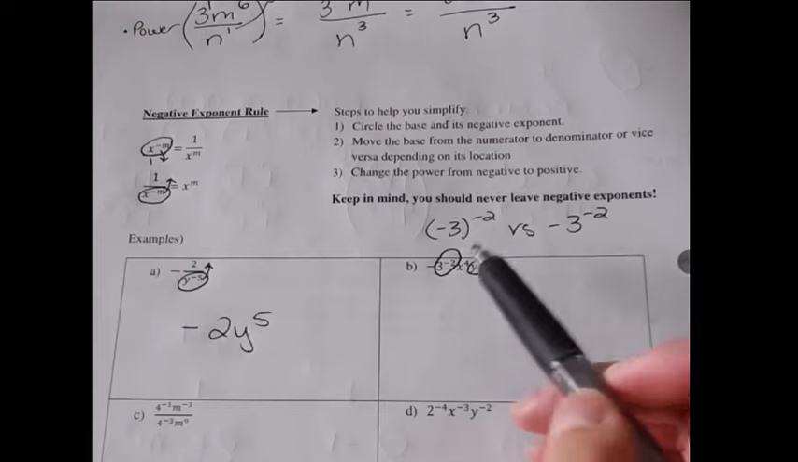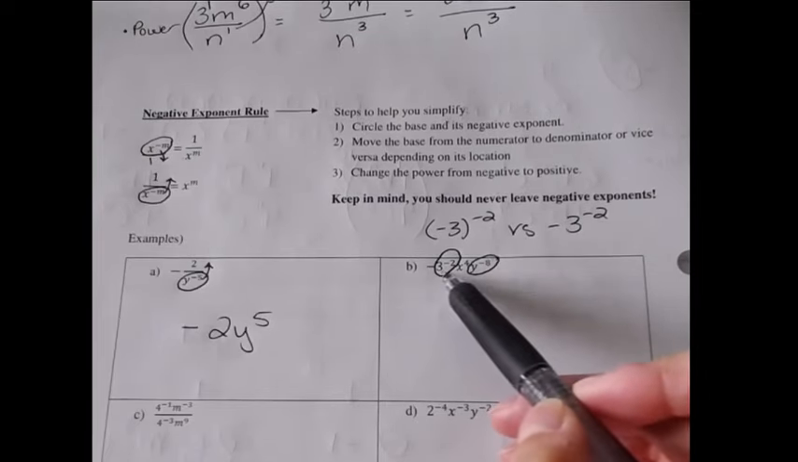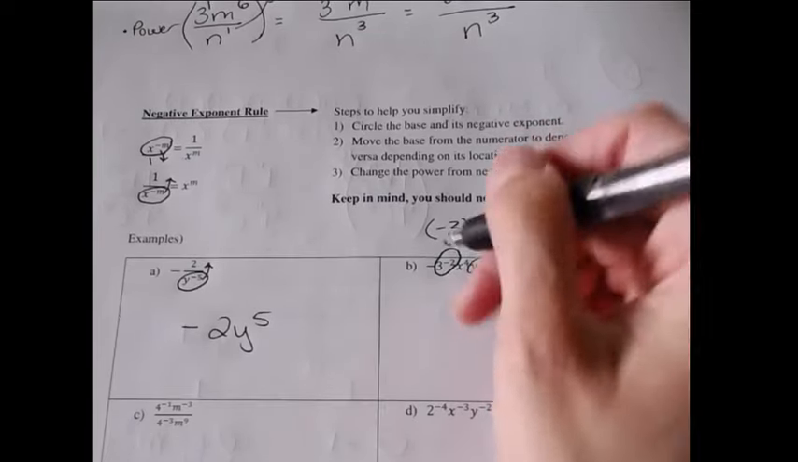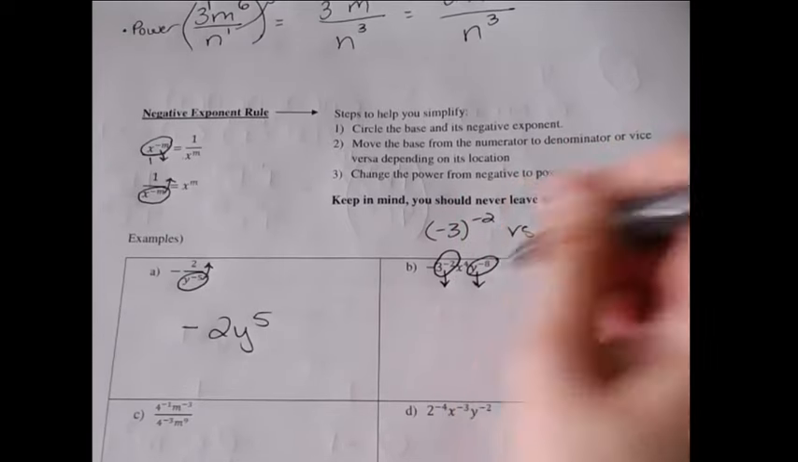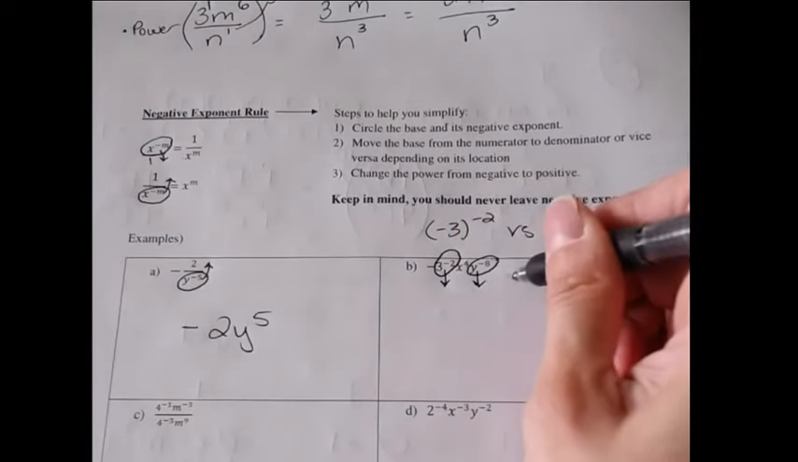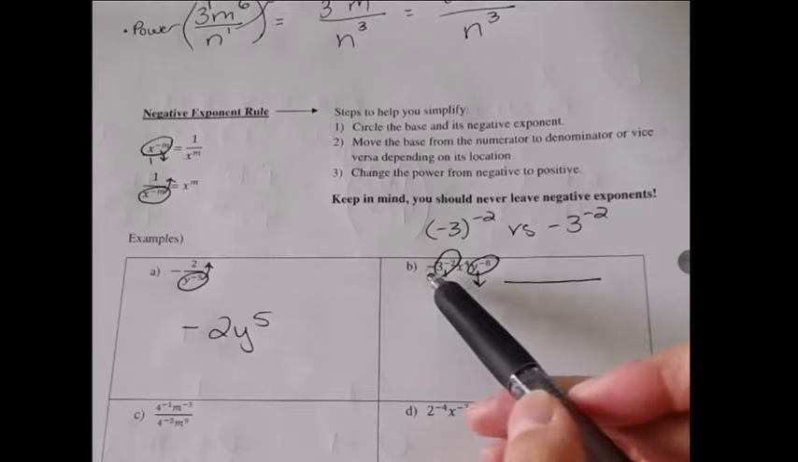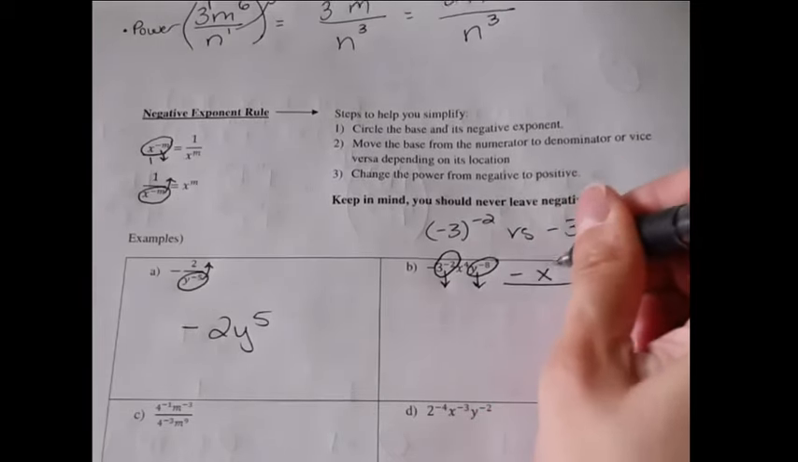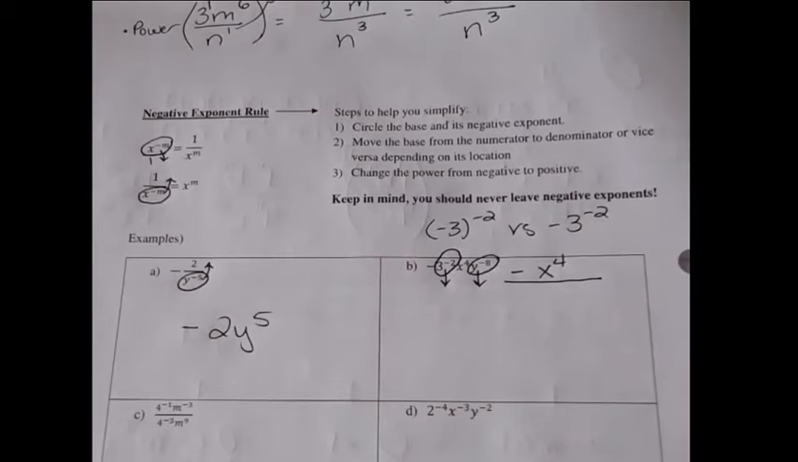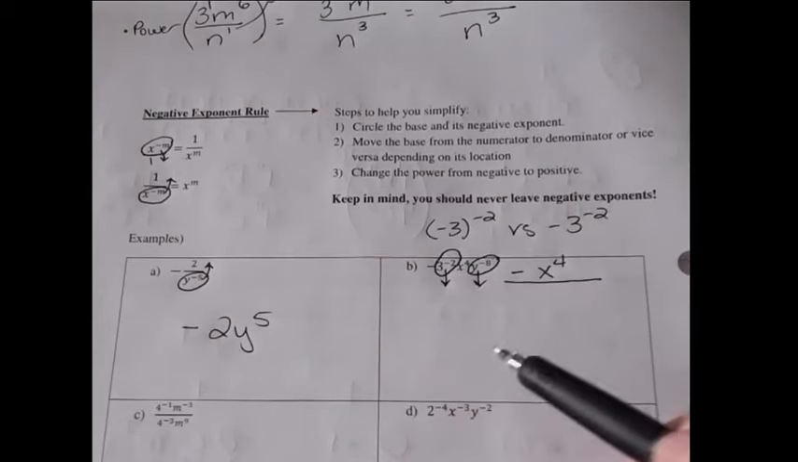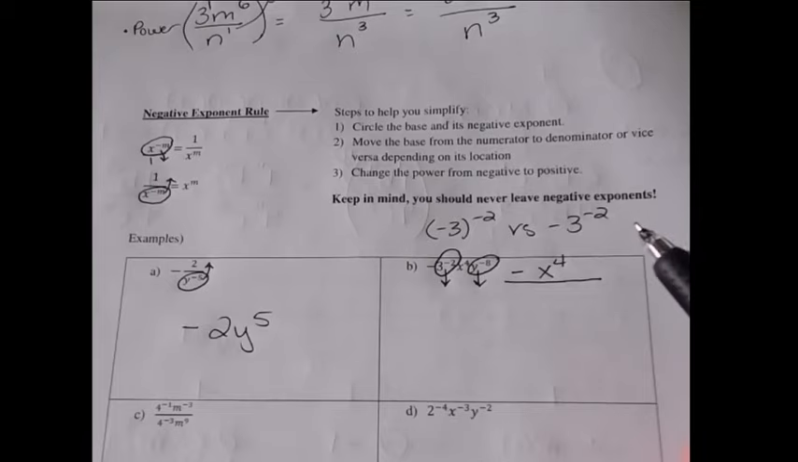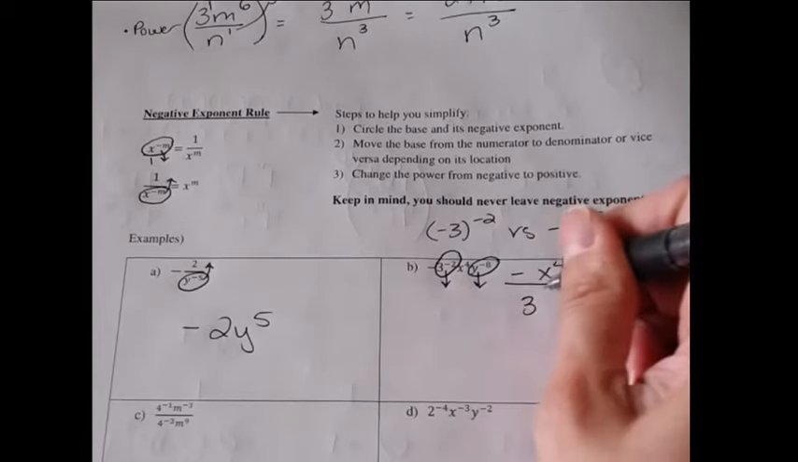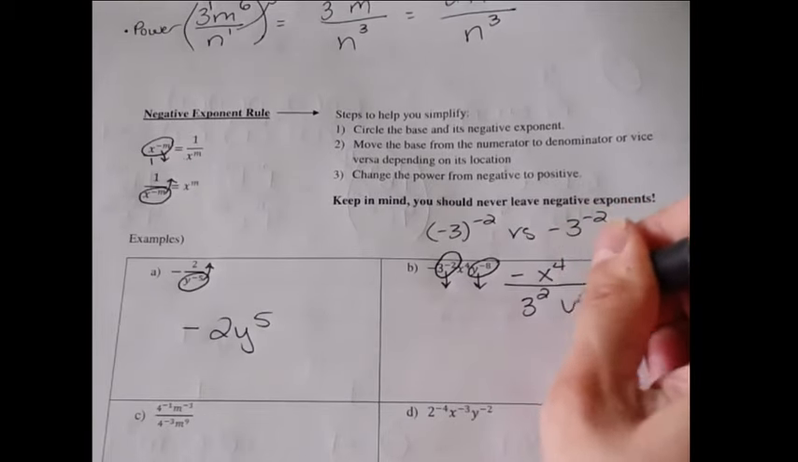Perfect. The bases being raised to a negative power are 3 and y. So both of these will move into the denominator. Notice I still have a negative and I still have an x to the fourth, so we can leave this in the numerator. My 3 to the negative 2 and my y to the negative 8 are both going to move to the denominator, and we're going to change their powers from negative to positive.